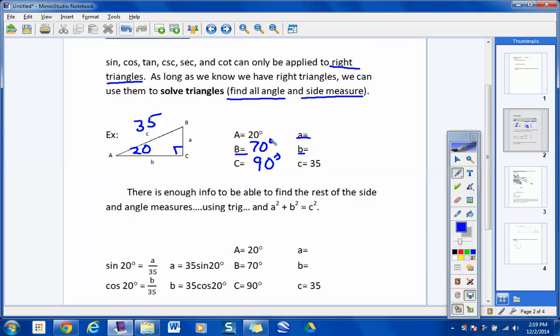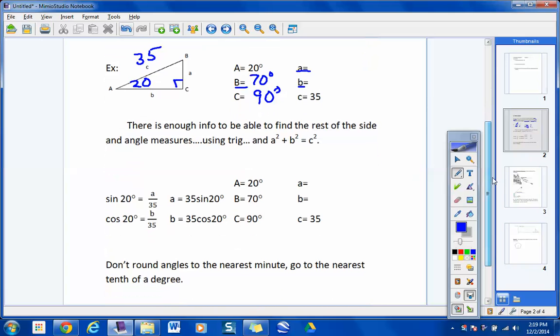It says there's enough information to find the rest of the side and angle measures using trig. And keep in mind that a squared plus b squared is still equal to what here, kiddos? C squared. Okay? All right. I don't want to get too ahead of myself right here, but do you understand all the angles right here? You guys are okay with that? You understand the angle part of it? Okay.